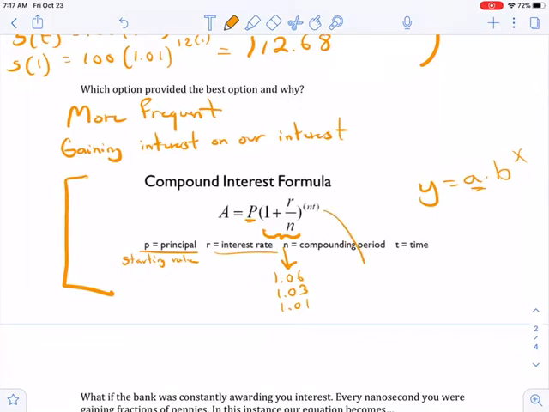And then finally, our exponent. Normally we would just see a t there, but because we're changing that compound period, we're going to be changing this n value as well, or at least we're going to have that as part of our exponent, is how often we're doing this per year. Okay, so that's what our compounding period is. So this is basically how many times per year.